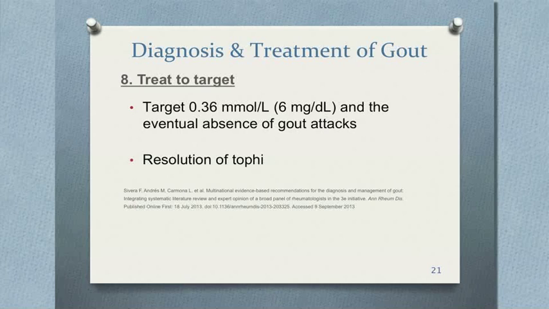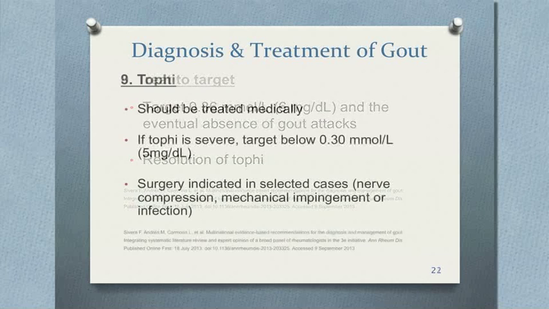Today, we treat to target, and this is 0.36 millimoles per liter or 6 milligrams per deciliter. And if this is done, then the attacks of gout will eventually cease. And the way the target was reached is because at this level or below that, it is not possible to have supersaturation of the crystals and precipitation.